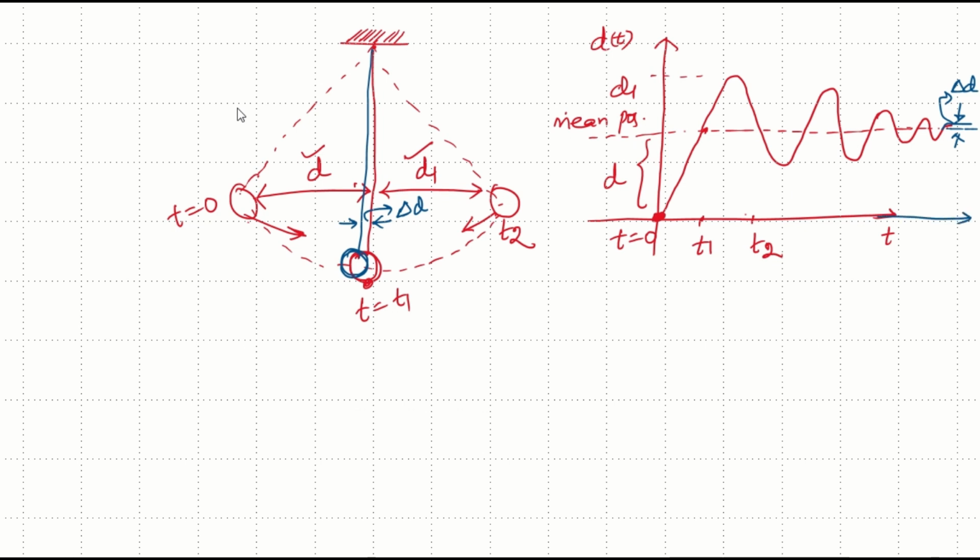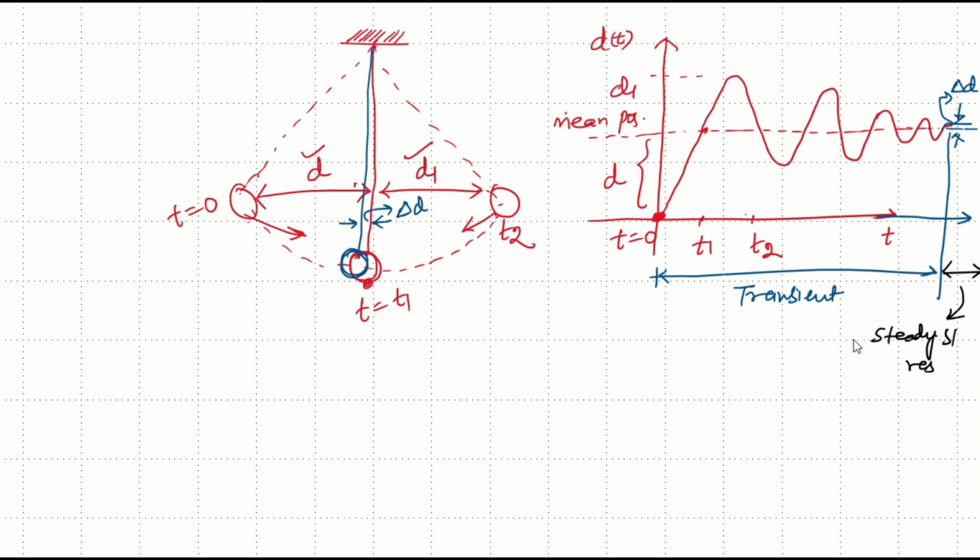Now in this response of the simple pendulum, the response until we are getting the dynamic change in the distance with respect to time is known as the transient time. And after the transient time, when the response stabilizes, let me draw it here. After this, when the output stabilizes, this response is known as the steady state response. And this deviation here is known as the steady state error.